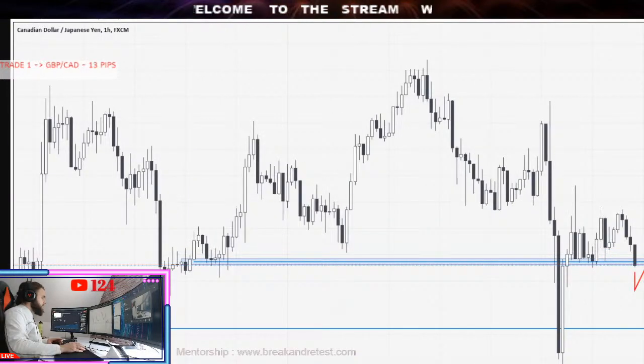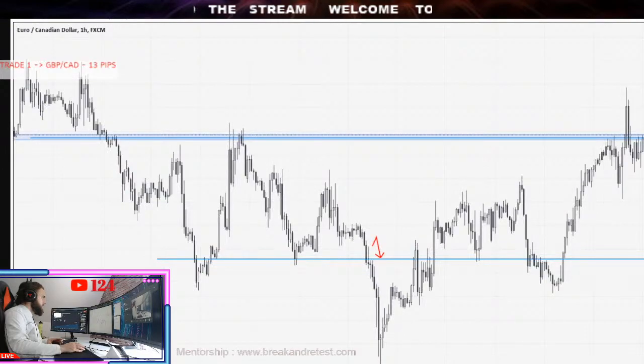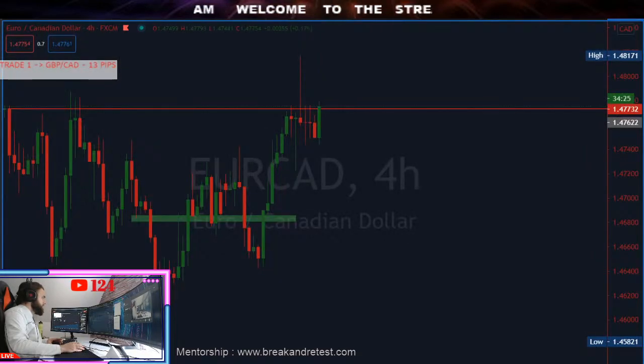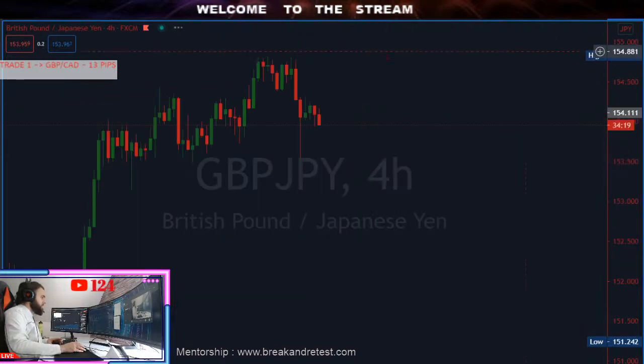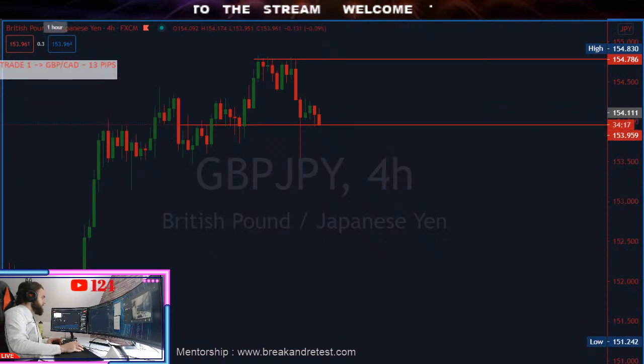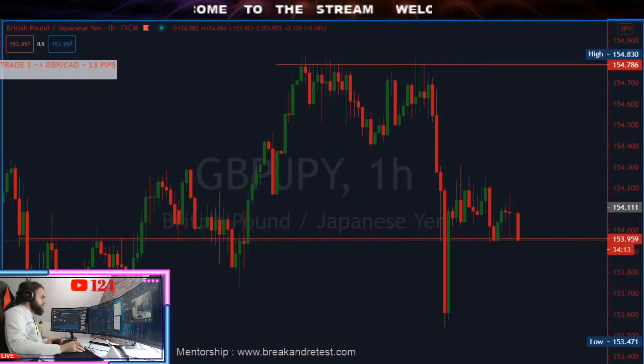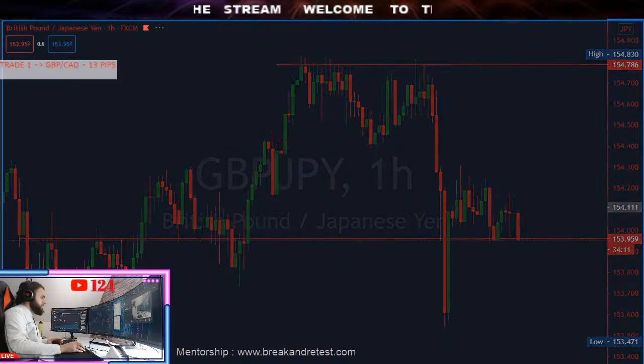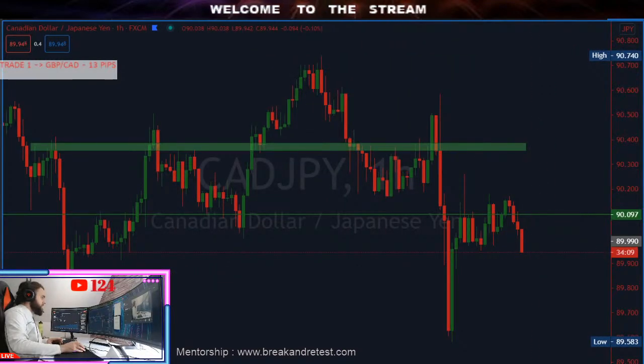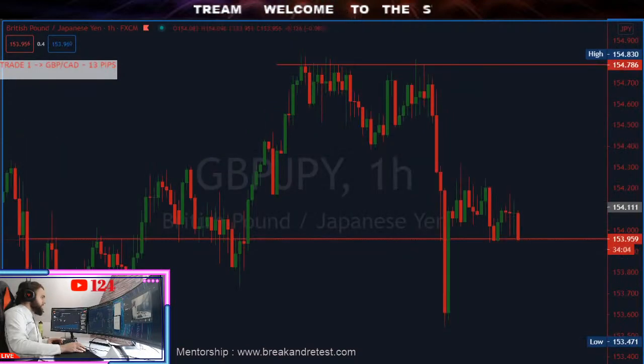Look, CAD JPY, okay. I thought I had... where's GJ? GJ definitely going down from what I see. Look at CAD JPY and GJ. Not much difference between them.